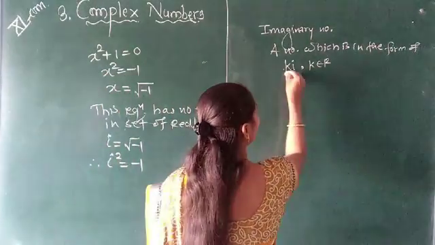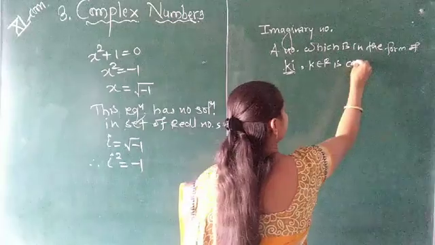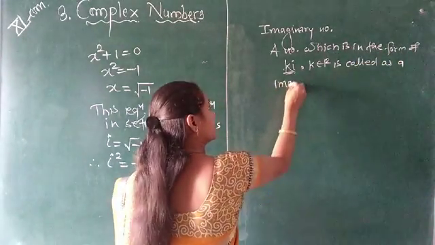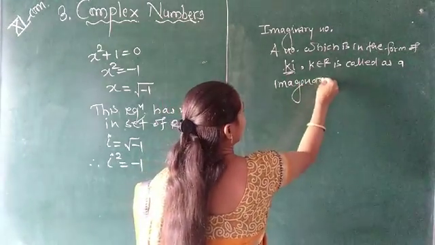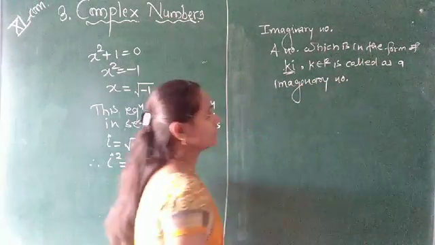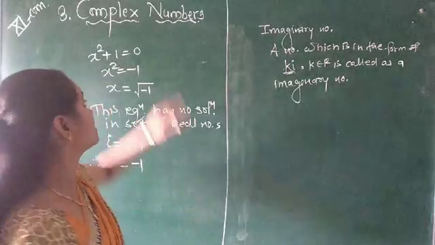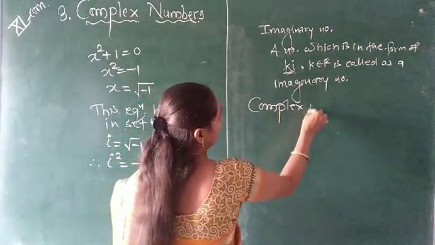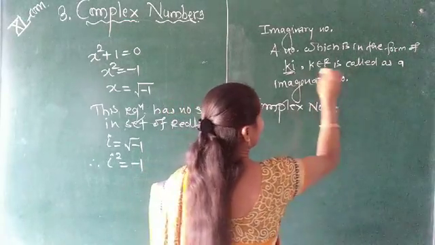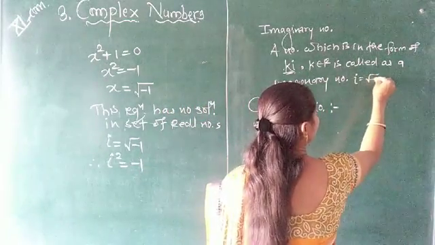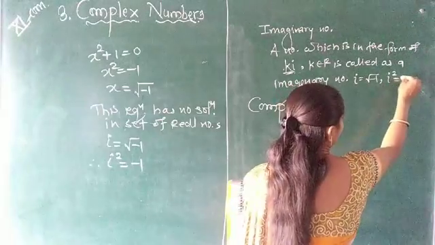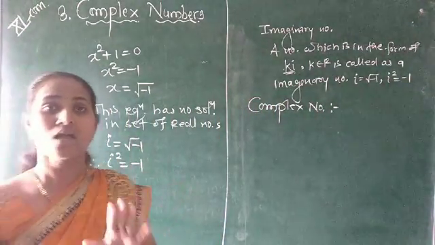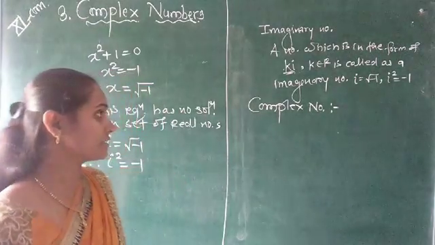A number in the form of ki is called an imaginary number. Now we define the concept, that is complex number. And here remember, I is equal to root minus 1, and the value of I square is minus 1. Always remember these two things. Value of I is root minus 1, and from this I square is minus 1.